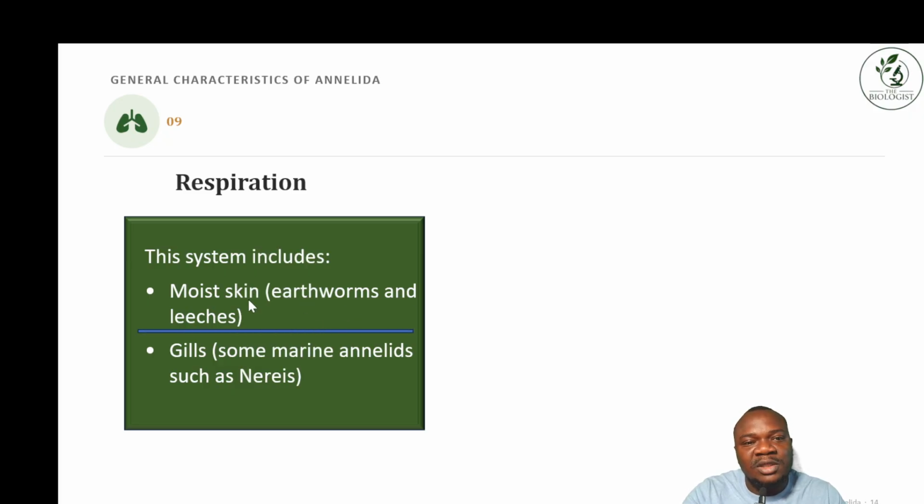So now your earthworm and the leeches, they have a moist skin. Okay, so this helps them in respiration. That's why you can see them mostly in fresh water. Then they have gills. Some marine annelids, such as the nereis, have gills for respiration. Okay, so very important for you to know.